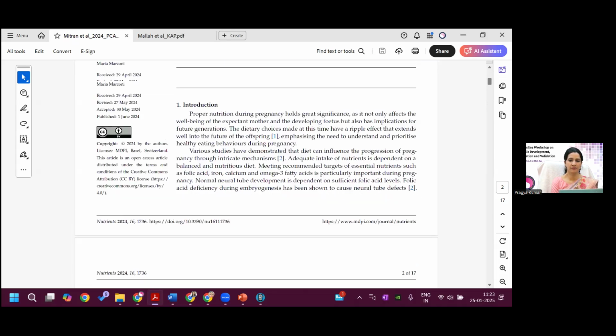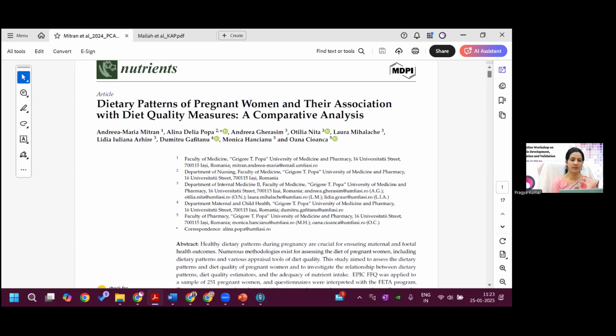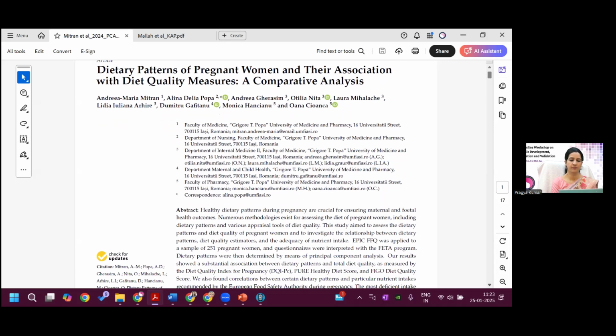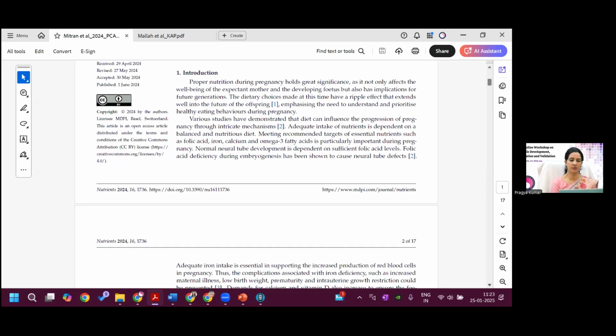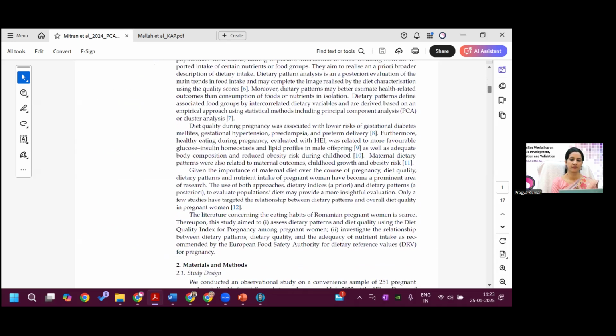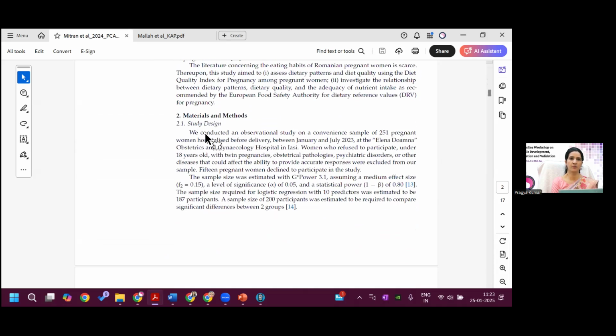So this was the article: dietary pattern of pregnant women and their association with the diet quality measure. What they have done, if you see, I'll come down, this was the introduction section. It was just an observational study, and they took a convenience sample of 251 pregnant women, who were hospitalized before delivery in a particular hospital, and then they calculated the sample size.